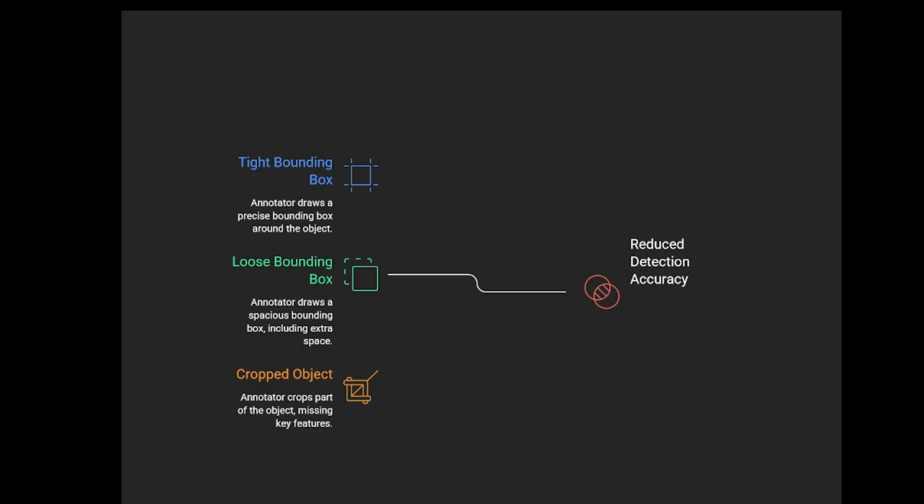Imagine three different annotators labeling the exact same car. The first person draws a perfect tight bounding box. The second person leaves a huge empty space around the car. The third person crops half of the vehicle. Now imagine the AI trying to learn from these three completely different examples. The model starts asking itself, so what exactly is a car? Should I include empty space? Should I crop the object? Should I draw tightly? The AI gets confused because there is no consistent pattern.